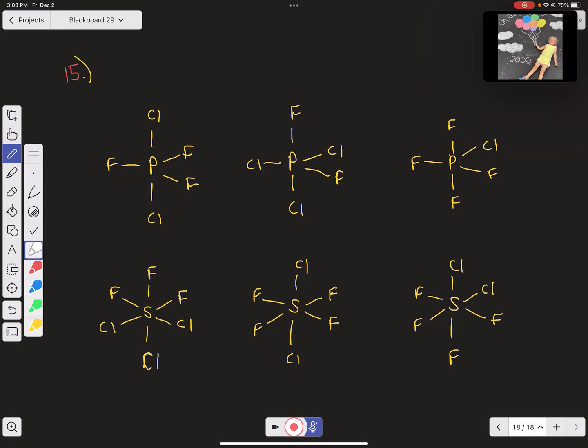And so to figure out if a molecule is polar, number one, all of these bonds are polar bonds because chlorine is more electronegative than sulfur. Fluorine is more electronegative than sulfur, and the same with phosphorus. Fluorine and chlorine are more electronegative than phosphorus. So what we have to consider is the geometry of these.